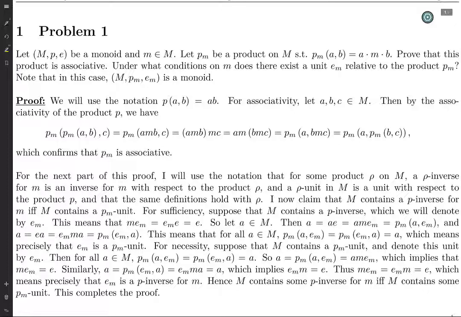So under what conditions does there exist a unit relative to this product? So then we want sufficient and necessary conditions. So let's see here. So we're going to say if you have a product rho on M, a rho inverse is the inverse.